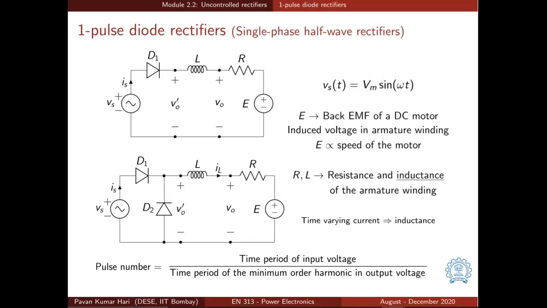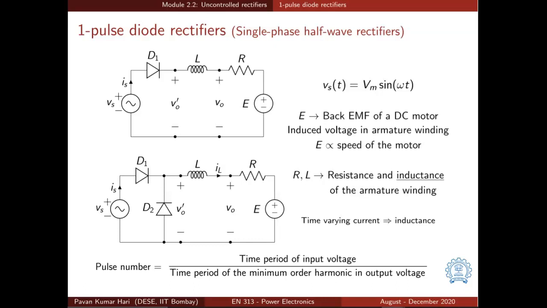And why are we defining inductance here in a DC circuit? Even though it's a DC circuit, there is a time varying current. The currents are varying with time. So whenever there is a time varying current, there is a time varying flux, and the current can be associated with the flux linkage using an inductance. So we'll be learning about all these 1-pulse diode rectifiers.